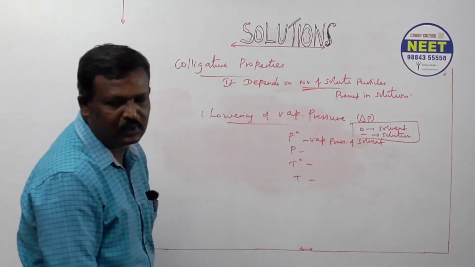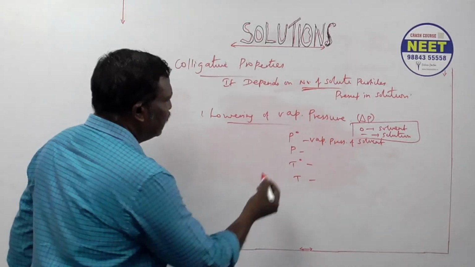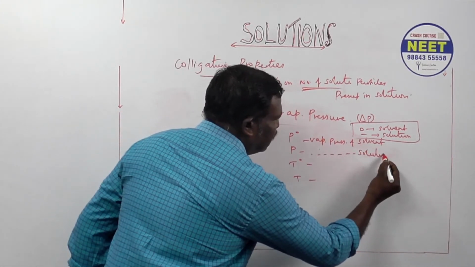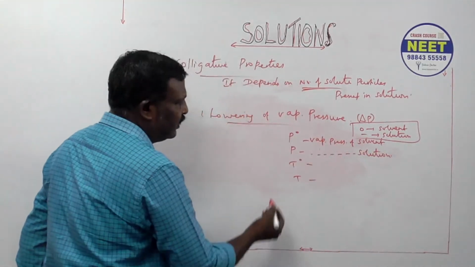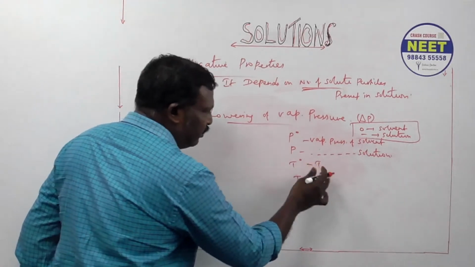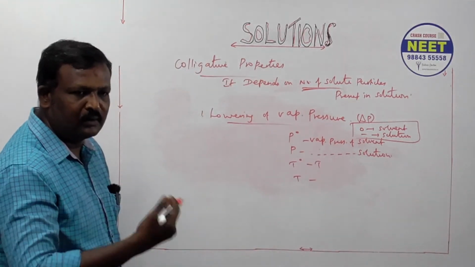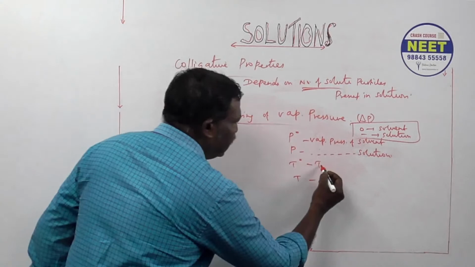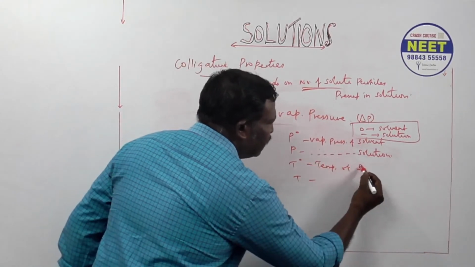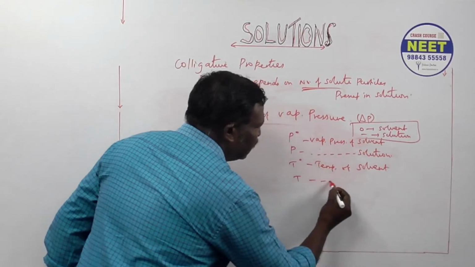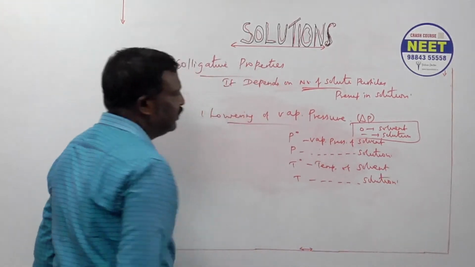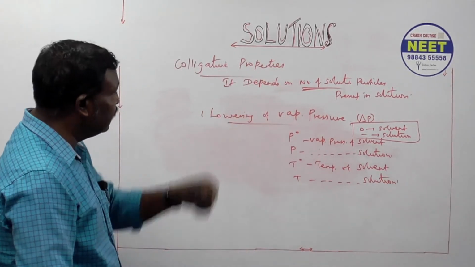Just remember, then only you are able to solve the sums. If nothing is there, this is vapor pressure of the solution. Solvent and solution will be coming here. T naught means temperature, it may be freezing point or boiling point, anything. Temperature of what? Naught means solvent. If there is no naught, we can say it is the solution. Remember like that.